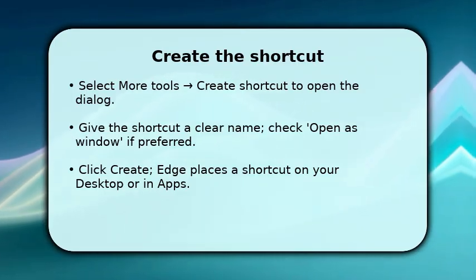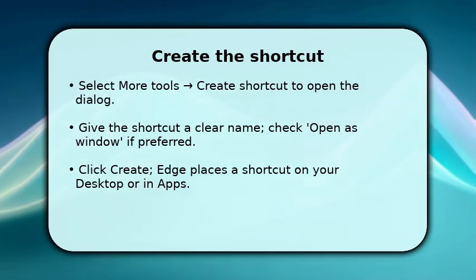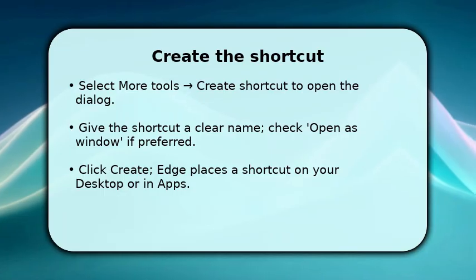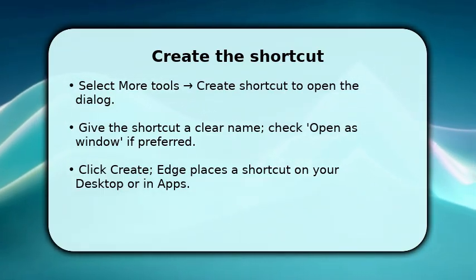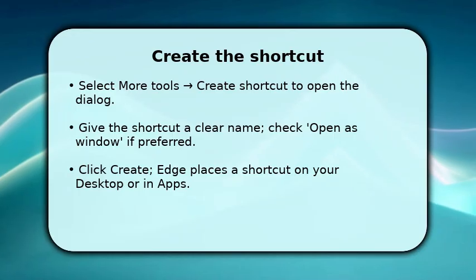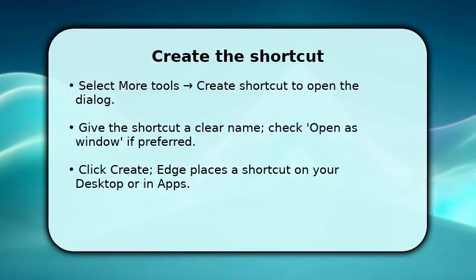Name it something short and recognizable. This helps when pinning. If you want the site to behave like an app with its own window and no tabs, check Open as Window. Then click Create. Edge will generate the shortcut and place it on your desktop and register it under Apps. This makes it available for pinning to Start or the taskbar.